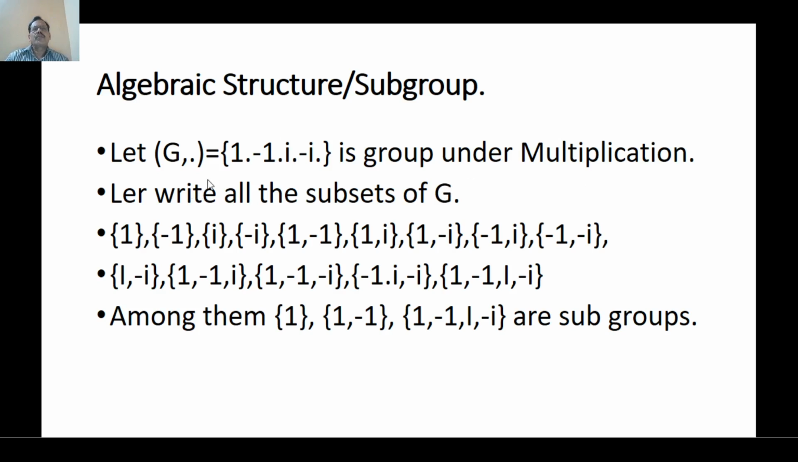Now we write all the subsets of G first. The first subset is {1}, then {1, -1}, {1, i}, {1, -i}, {-1, i}, {-1, -i} and {i, -i}. Then the sets containing three elements, these are all three-element sets, the sets containing two elements, the sets containing one element, and the set itself, or the group itself.